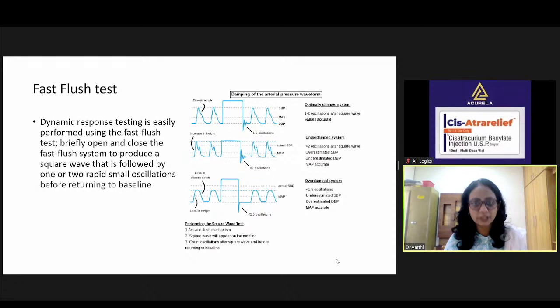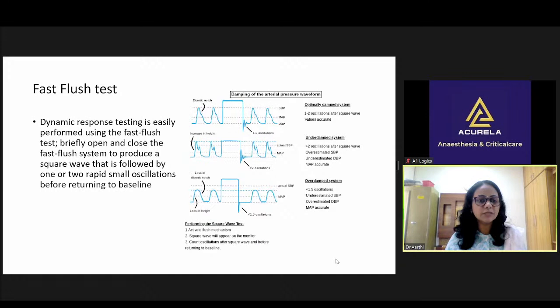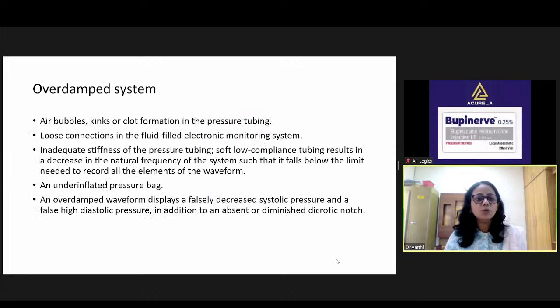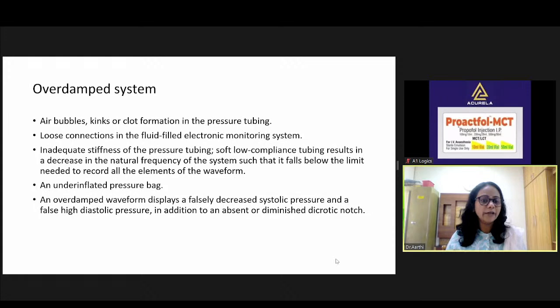We assess the dynamic response of an arterial system using a fast flush test. A fast flush test is to briefly open the fast flush system to produce a squared waveform. You can see the diagram there. The first one represents the optimally damped system, where after the squared waveform you get one or two oscillations. Underdamped systems have more than two oscillations, and an overdamped system has less than 1.5 oscillations after the square wave test. Overdamping is caused by air bubbles, kinks or clots in the pressurizing tubing system, loose connections, or compliant tubing, and also an underinflated pressure bag. If the pressure bag is below 300 millimeters of mercury, this also causes overdamping of the system.